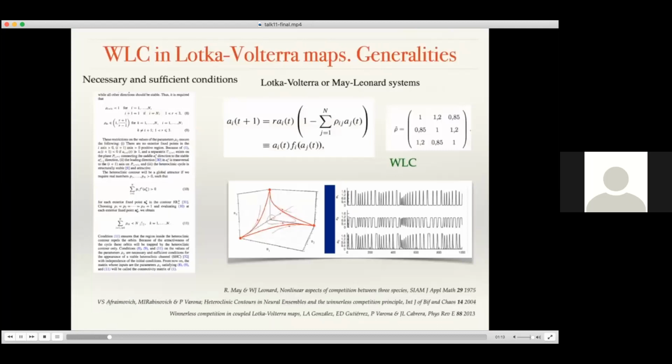It can be found in Lotka-Volterra or May-Leonard systems. Here we show the case of a Lotka-Volterra discrete map. We have shown the necessary and sufficient condition for the appearance of winnerless competition. In such a state, the system shows a heteroclinic orbit in the phase space. The circulation goes through the fixed points of the system, remaining a small time in those fixed points.